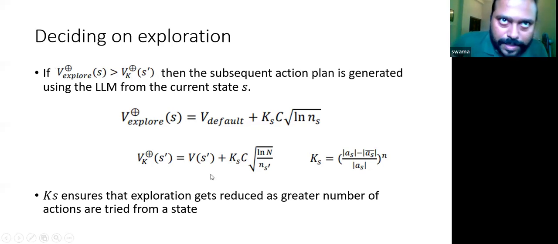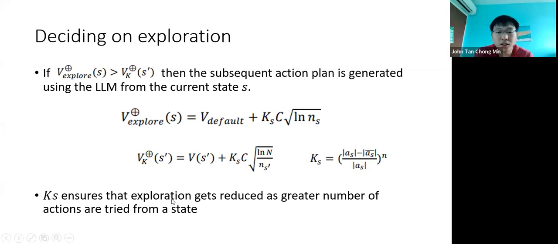So it basically specifies, if we take a specific action from a state, with respect to the maximum Q value, whether that is going to give more reward, or take us to the goal state with more guarantee, or whether exploration will be more beneficial for finding the goal. We are going to take this decision by comparing these two metrics. If V explode is greater than this Vs dash, then the subsequent action plan is generated using the LLM. I mean, exploration is needed.